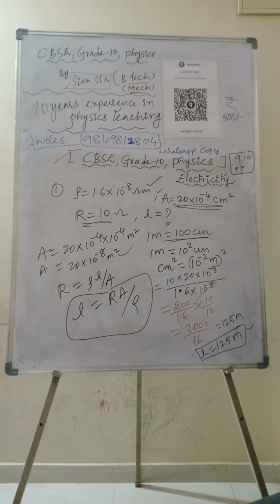The next problem is also similar. Aluminium wire has radius 0.25 mm and length 75 meter. The resistance of the wire is 10 ohm. Calculate the resistivity of the aluminium wire. So we have to find out the resistivity.